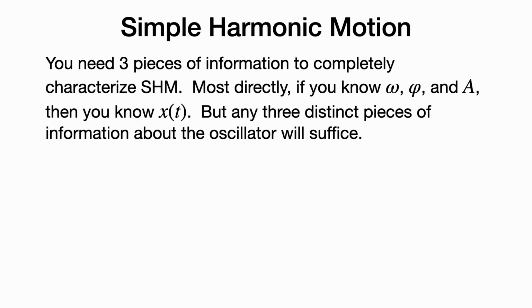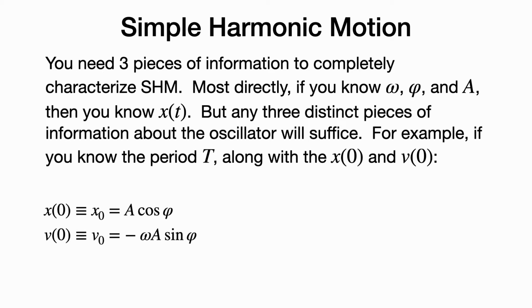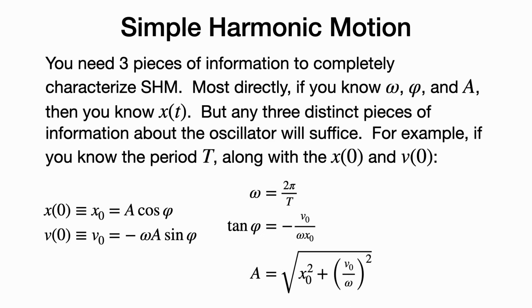You need three pieces of information to completely characterize simple harmonic motion. Most directly, if you know the angular frequency, the phase constant, and the amplitude, then you know the displacement as a function of time. But any other three distinct pieces of information about the oscillator will suffice. For example, if you know the period T, along with the initial position and initial velocity, then we also have enough information to completely characterize simple harmonic motion for that system. We can easily obtain the angular frequency from the period. We can also determine the phase constant and amplitude from the equations relating them to the initial position and velocity.